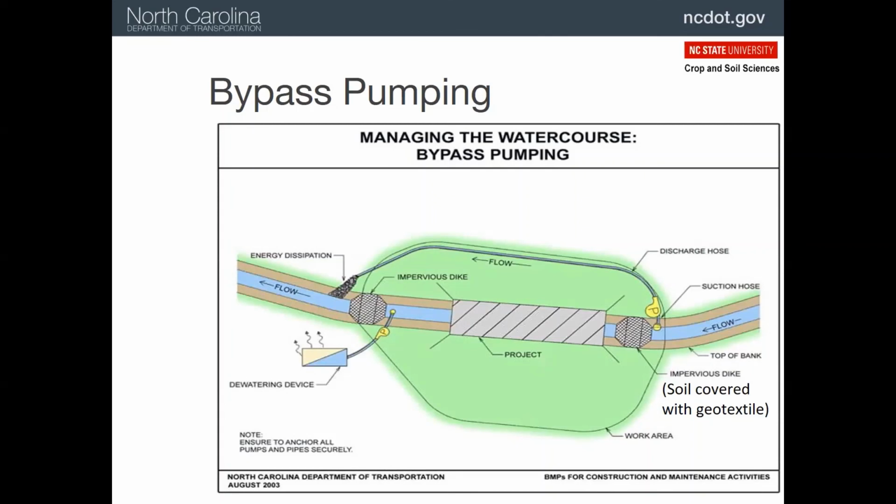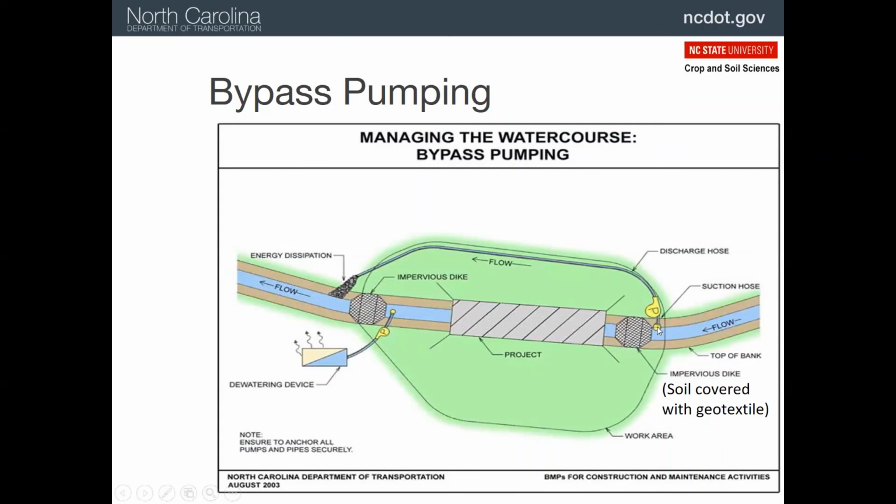So here's a simple case. Picture that our highway is going this way. We have to cross a stream, so we're going to build a culvert. Well, in order to build the culvert, which you see here, we need to get the water out of the way so we can build it. So we're going to put a dam in right there.